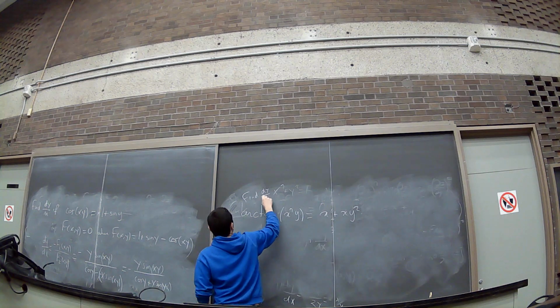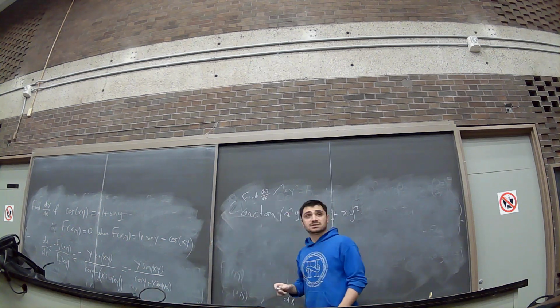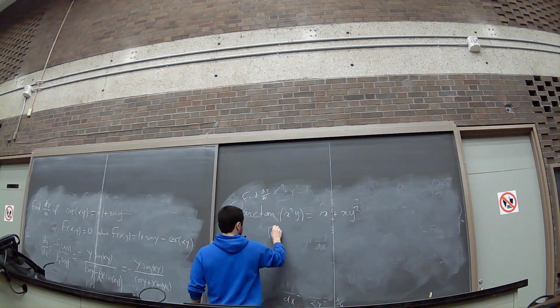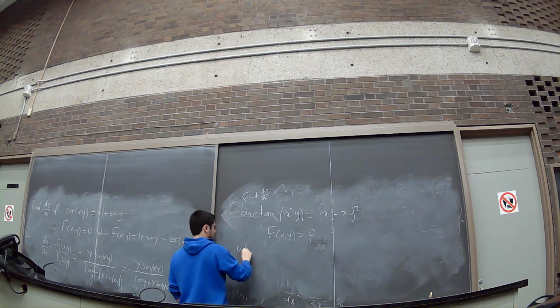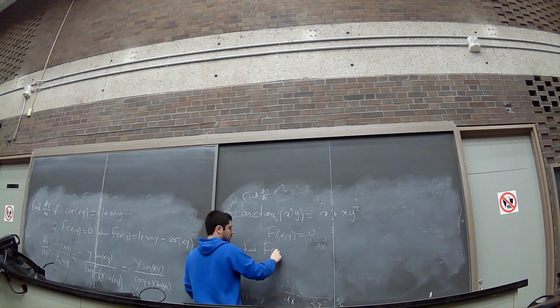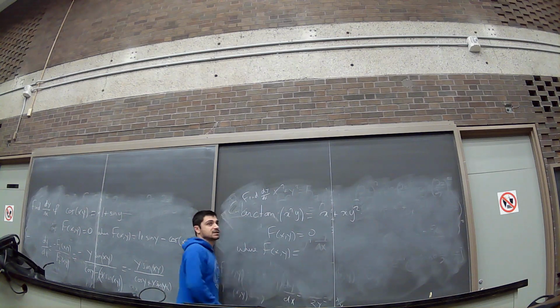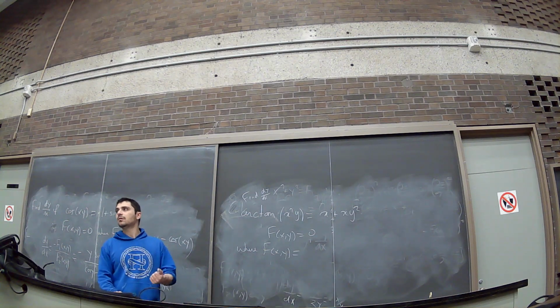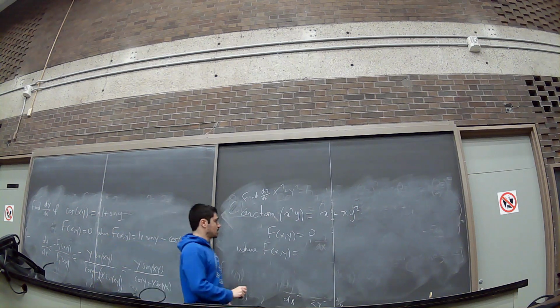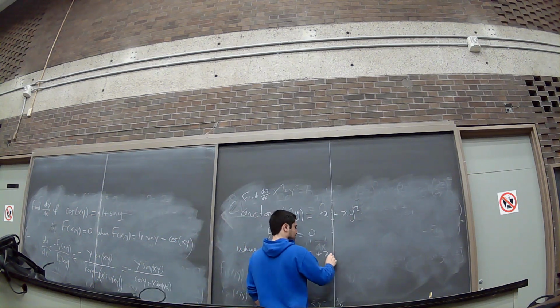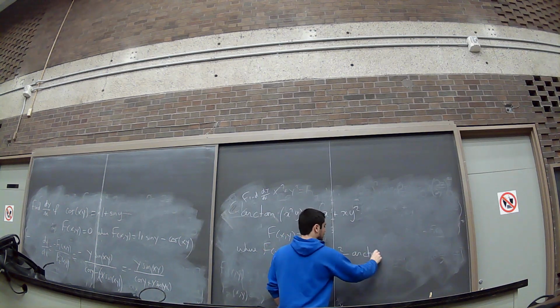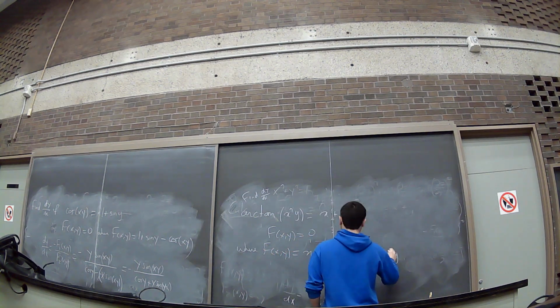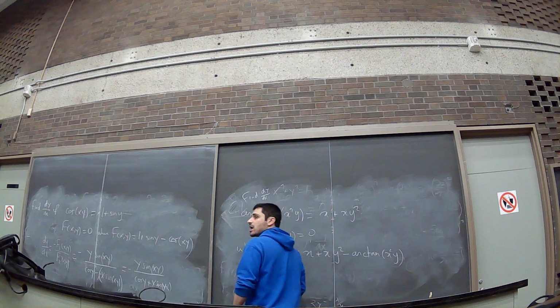What's the first step? Bring everything on the same side, right? This is f(x,y) equal to 0. What is f(x,y)? There are many possibilities, but what is it? x plus x y squared minus arctan(x squared y). What is dy by dx?